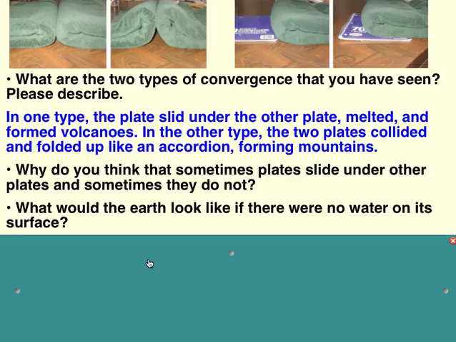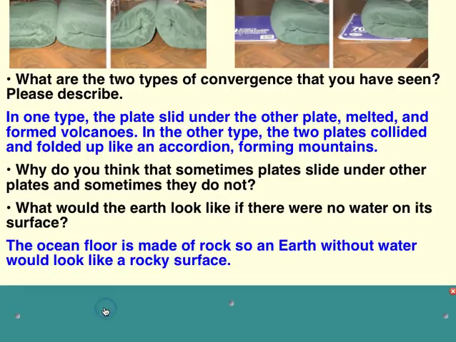So geologists for the longest time thought that the oceans were flat and sandy, kind of like by the beach. You would walk on one side of the ocean and it would just keep going down and eventually come up on the other side of the ocean. But that's not what scientists found. They found that the ocean floor is made up of rock. Earth without water would look like a rocky surface. It would have mountains, valleys, and volcanoes, just like we see on land.